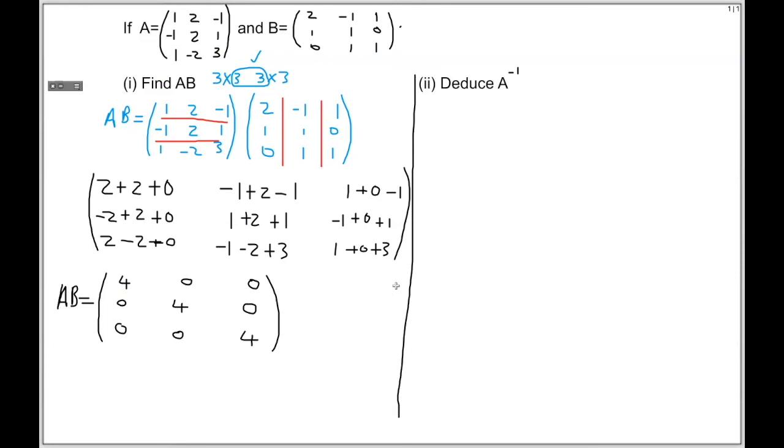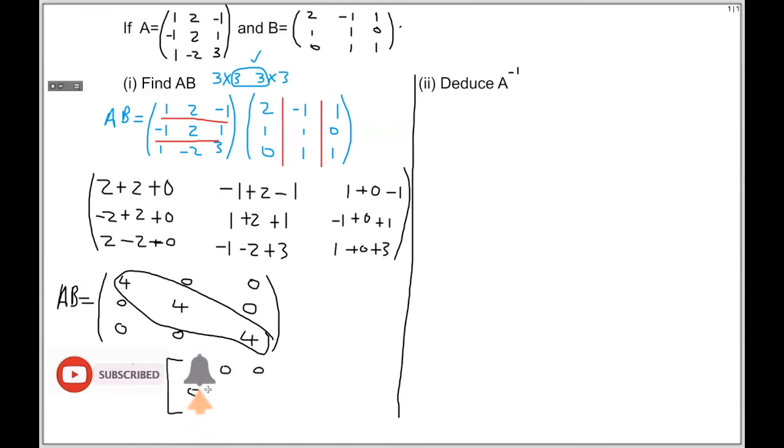Deduce A inverse. We don't have to go through the procedure of finding the A inverse. We could use the information from part 1 to determine A inverse easily. Now looking at this, we have AB is equal to, now if you realize 4 is common right here, the diagonal has 4, we can factor out the 4 and we get the 3 by 3 identity, which is 1 0 0 0 1 0 0 0 1. So if you look at this, I can factor out 4, and here this becomes 1 because I factored it out. So this becomes the identity.